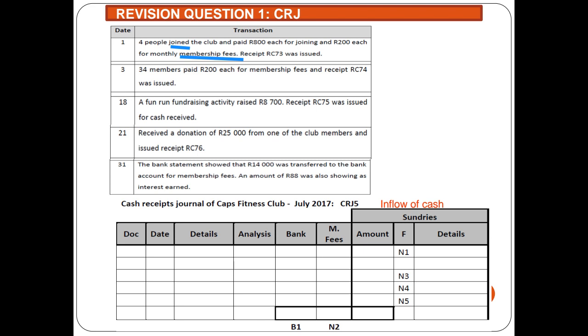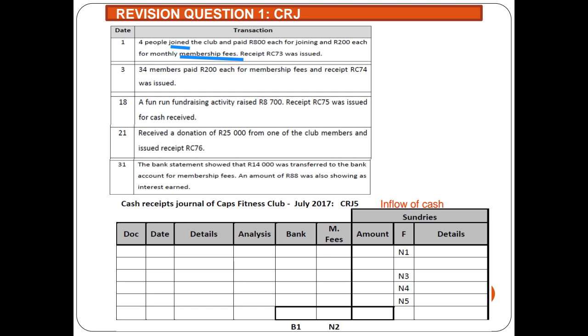I want you to tell me. You can even use the audio, or you can even use the chat. Under document number, from number 1, tell me what to write. Document number is where it says doc number. I want you to tell me what I must write for the first transaction under document number and the date. Please, anyone can say that. 73, sir. Come again? RC73. Thank you so much. RC73, sir. Thank you.